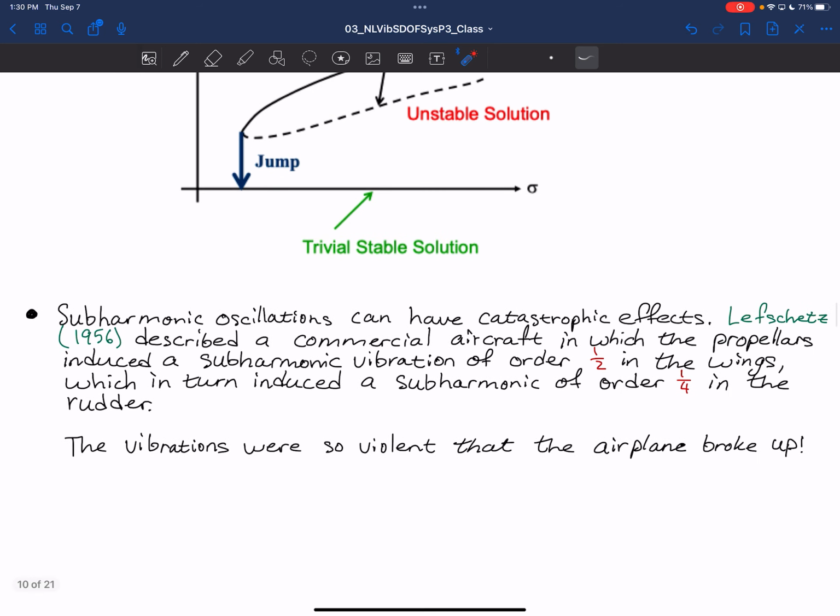However, I will say that these subharmonic oscillations can have catastrophic effects, and in a book written by this Lefschetz person, he described an aircraft where the propellers induced a 1/2 subharmonic vibration in the wings, which then induced a subharmonic of order 1/4 in the rudder, and these vibrations were so violent that the plane actually broke up. So these are real things, and at the bottom of the page, there is the reference for this.